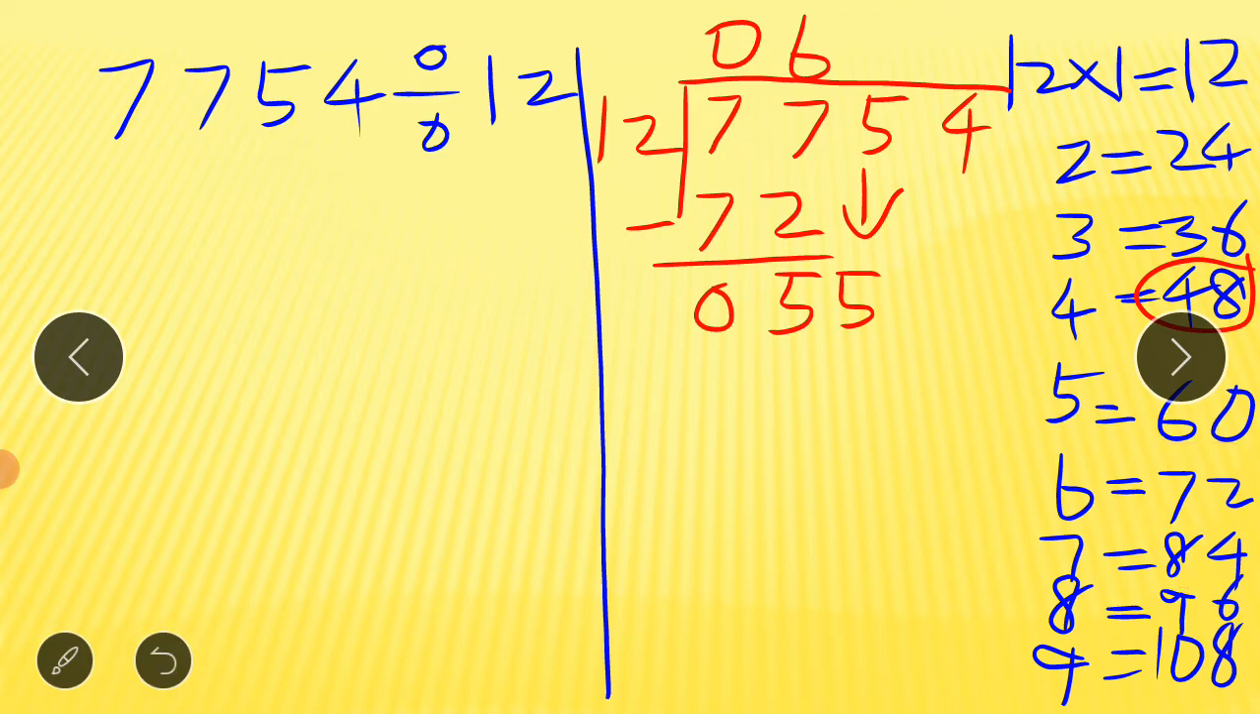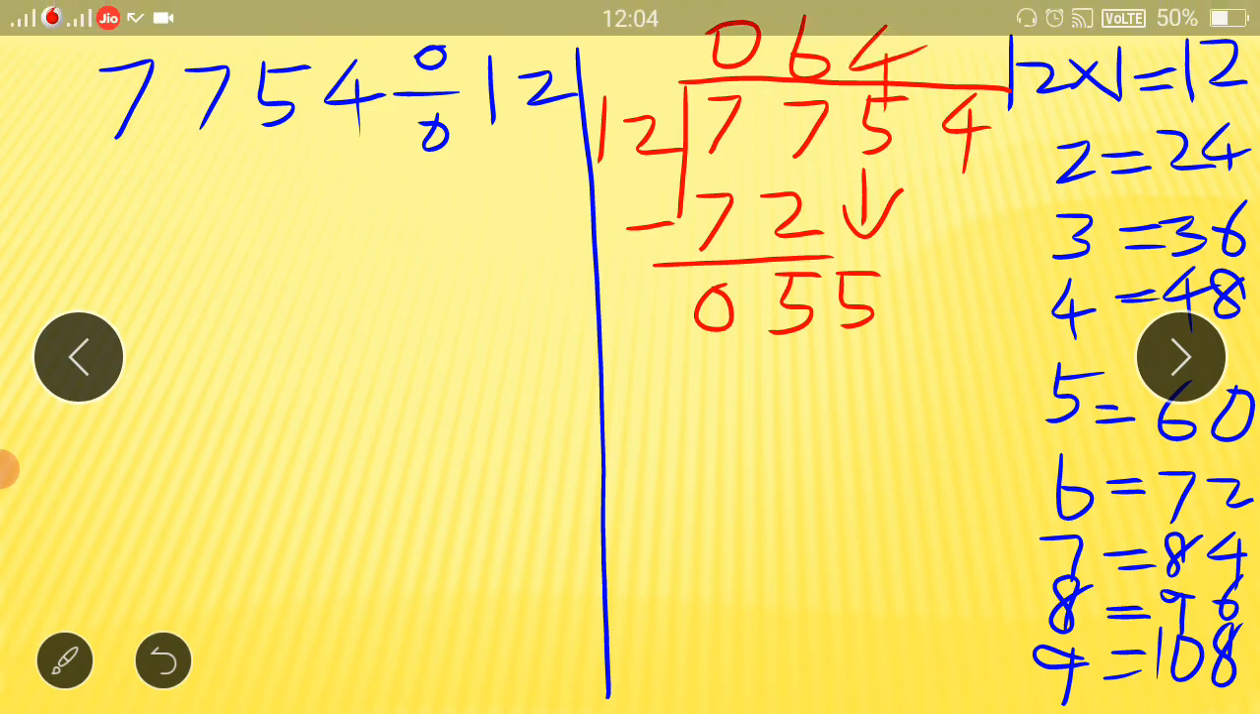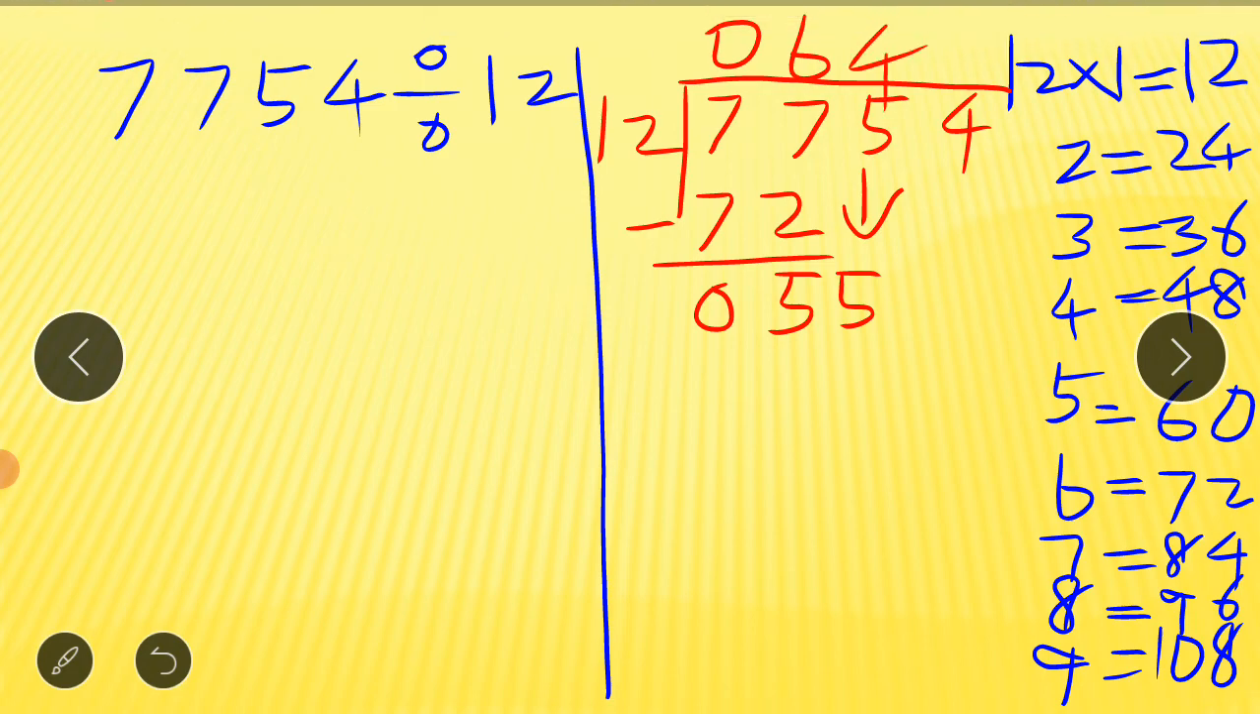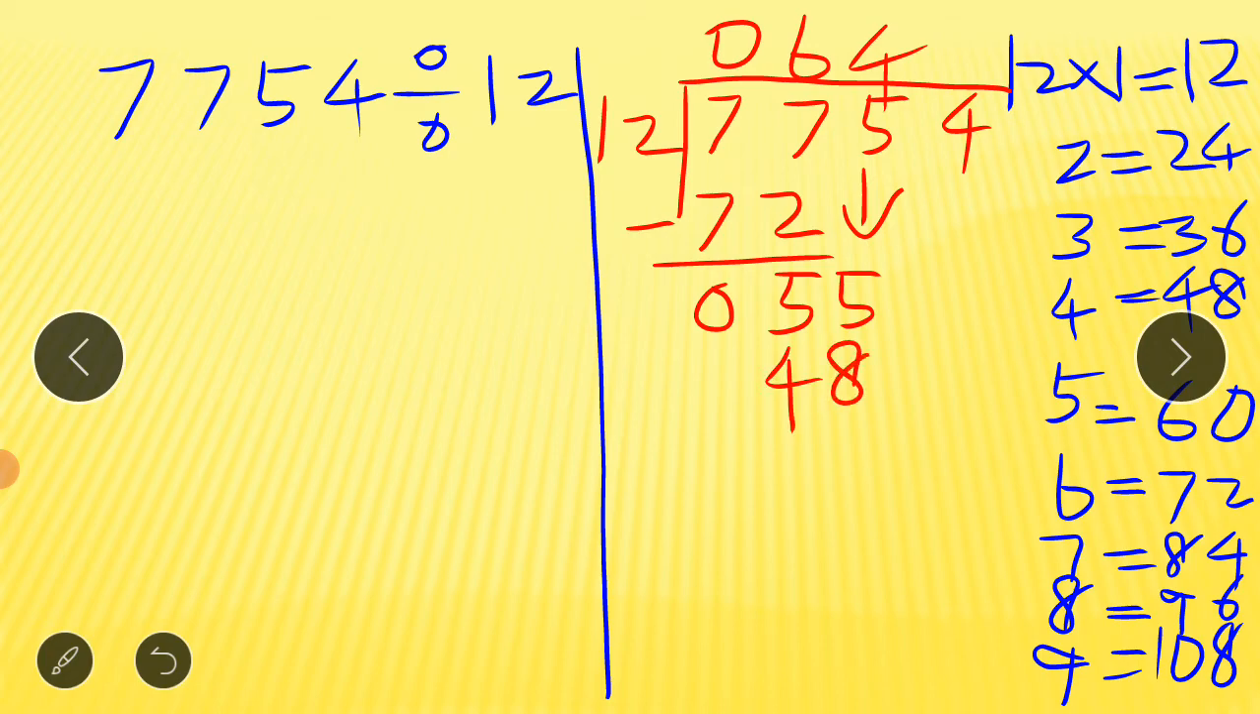How many times? Pick up the times. Times is very important because that is the answer. So 4 times and the product 48. So the right arrangement is important. Ones, tens like that. So 48. Let's subtract now.